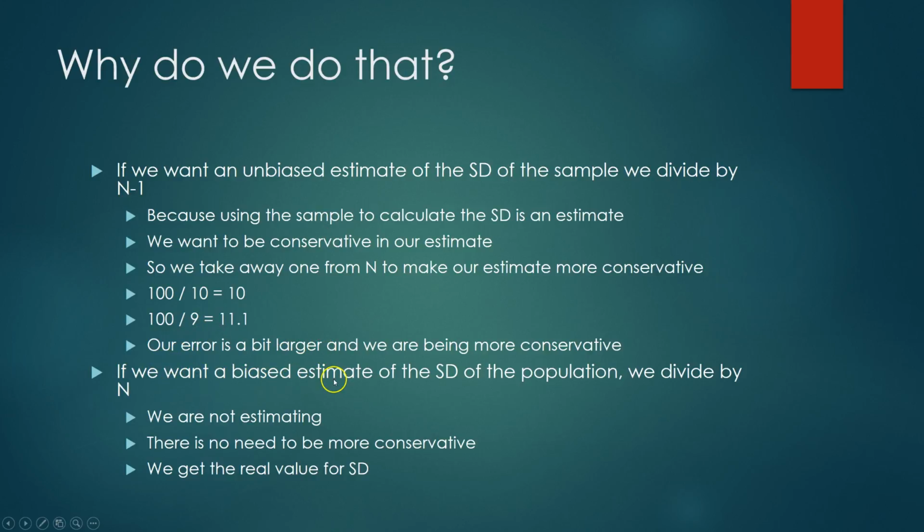If we want a biased estimate of the standard deviation of the population, we divide by n. In this case, we would do the 100 divided by 10 equals 10. Again, we are not estimating for the population because we have the entire population. There's no need to estimate or infer. So there's no need to be conservative, and we get the real value for the standard deviation.